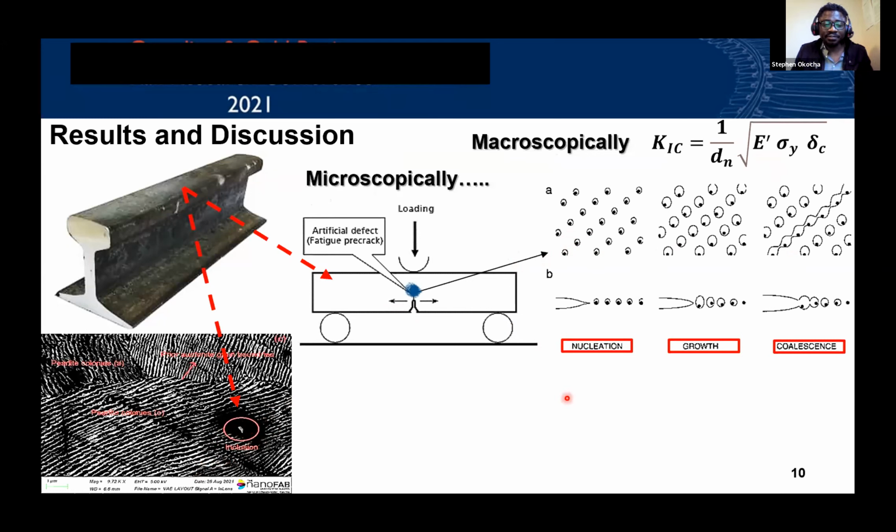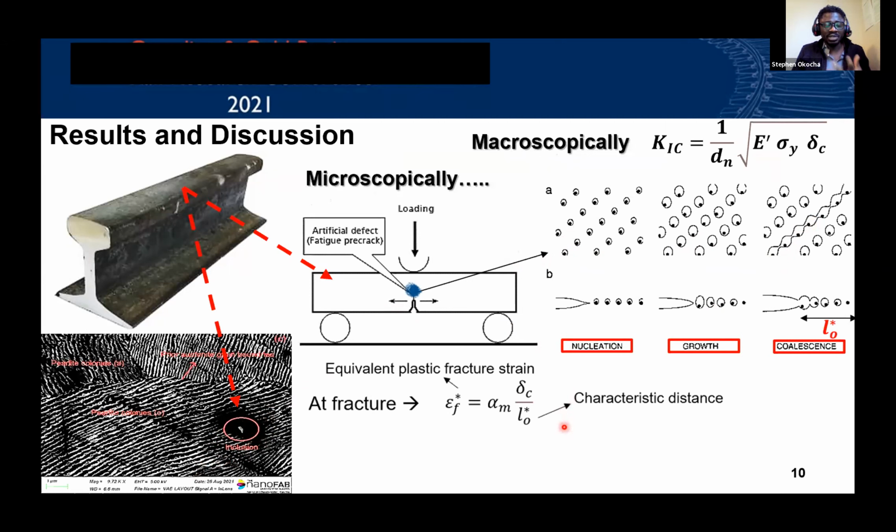And so when we look at it from a strain point of view, the equivalent plastic strain at fracture is also equal to the ratio of a critical CTOD and a distance. That distance, we call the characteristic distance. That distance is just a microstructural distance, which is the distance between the joining of all the voids. You can also see it here from above. It's when all the voids join, we have that length.